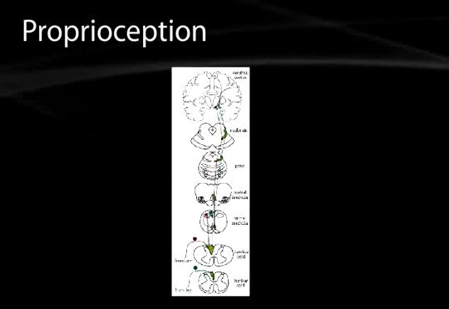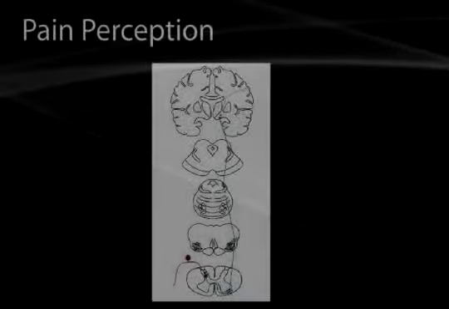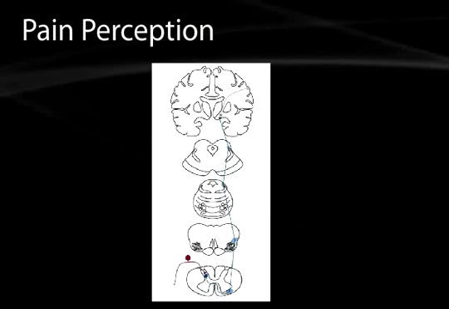And this particular nucleus where it synapses is the ventral posterior lateral nucleus. And from there, that third order neuron sends its information up to the postcentral gyrus, to the primary sensory cortex. That is the entire proprioceptive pathway. Pain perception is pretty much similar except for what happens in the cord.